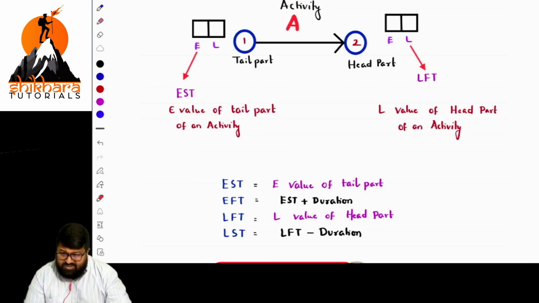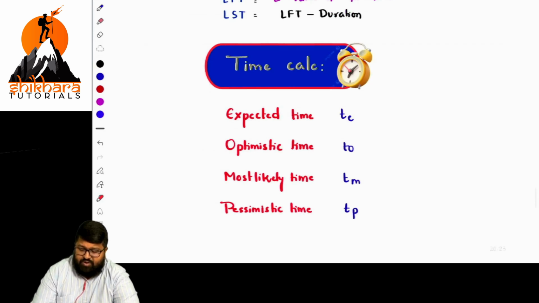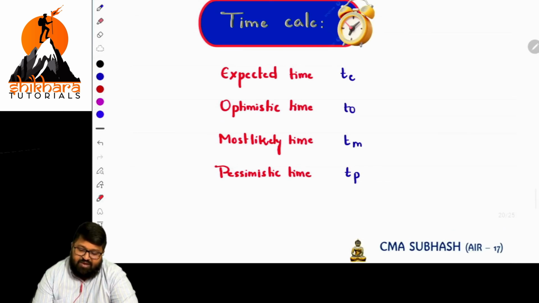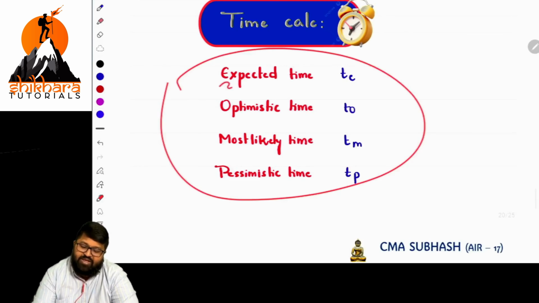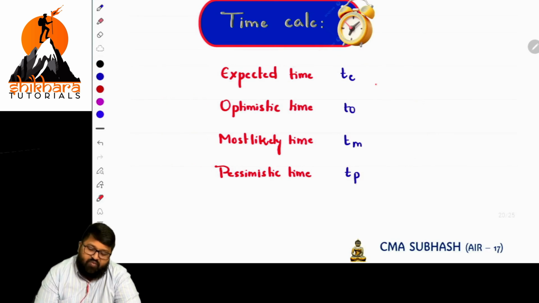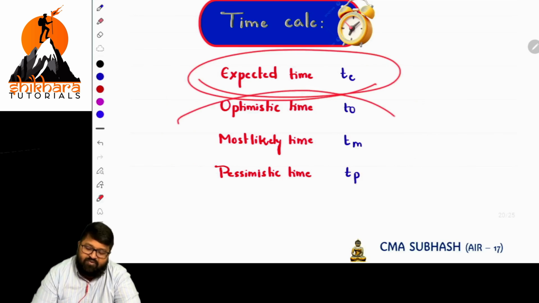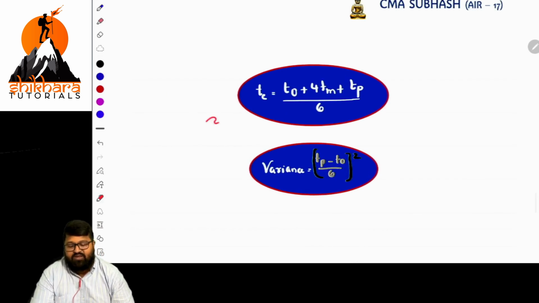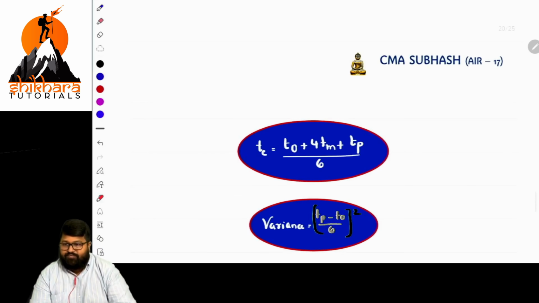Now, based on this, we will upload some other problems also so that you can solve. And time calculation is also most important. For time calculation, we normally have 4 times: expected time, optimistic time, most likely time, and pessimistic time. They will be giving 3 values basically. Using these, we calculate the expected time formula, and we also have the variance calculation. That we shall go through with the problem. Okay, shall we?